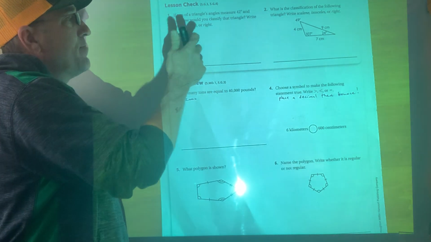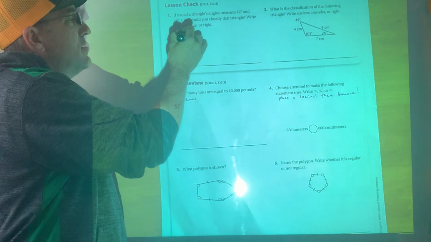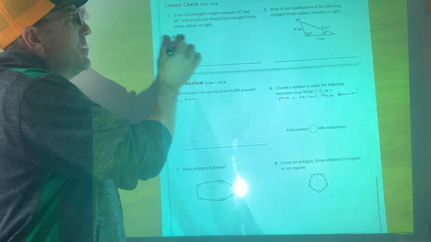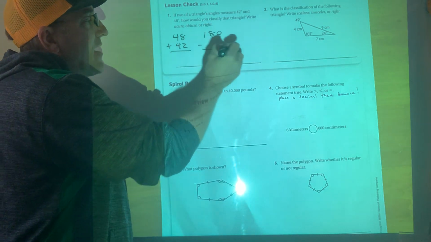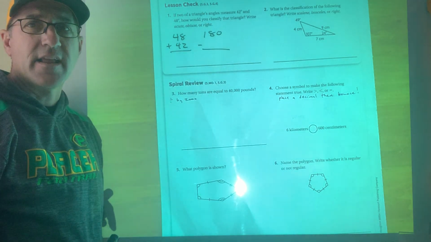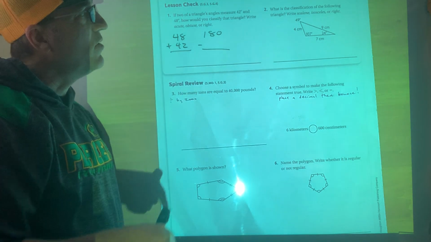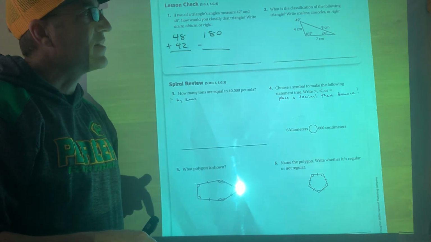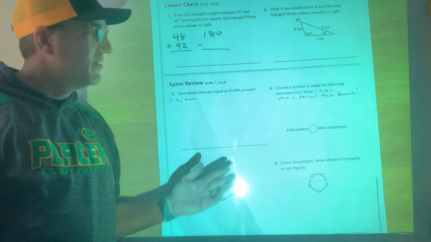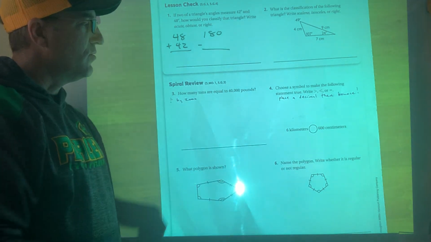I would add 48 plus 42. Okay, get my answer, and then take 180 and subtract that, whatever that is. That's how you're gonna get that answer. All right, take a look at this one. What is the classification of the following triangle? Well, just look at the angles and look at the sides. Easy peasy, all right?